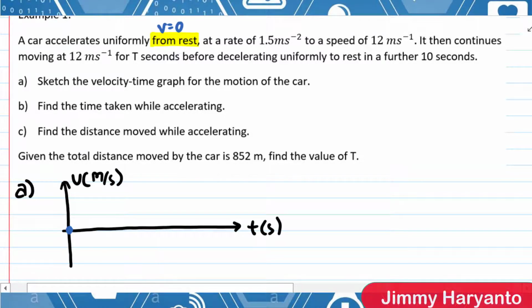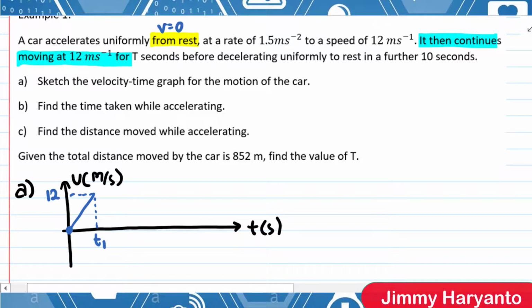Okay, so I will draw a straight line like this, until the velocity of 12, but we don't know the time yet. I will say this one is t1.